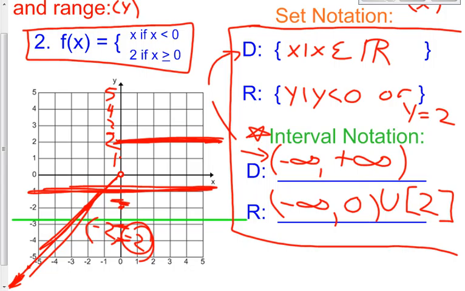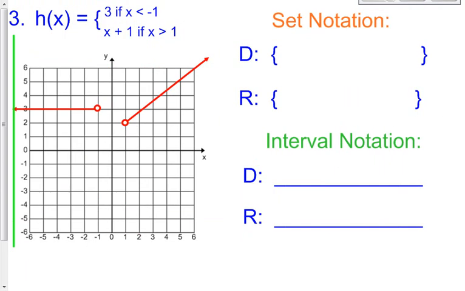All right, let's try number 3. So we're looking at our graph. From left to right, we do the domain first. So if we go to the left, to the left, to the left, we still have x values, we still have x values, and that arrow says that we go infinitely to the left. So if it's infinite to the left, it starts at negative infinity. So my domain for my interval notation starts at negative infinity with the parenthesis, and how far does it go? It stops right there.